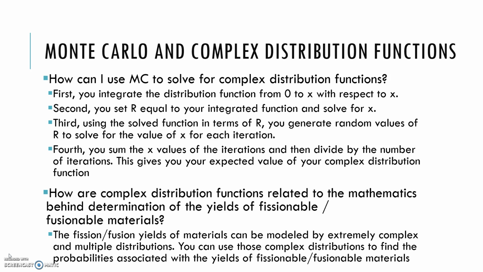We kind of talked about this on the last slide, but the fission-fusion yields of materials can be modeled by extremely complex and by multiple different distributions. You can use those complex distributions to find the probabilities associated with the yields of fissionable, fusionable materials.